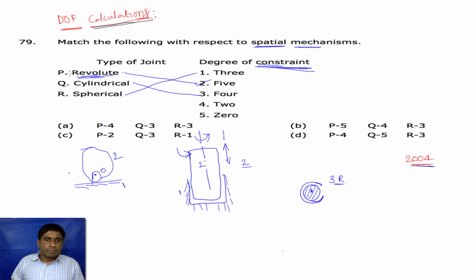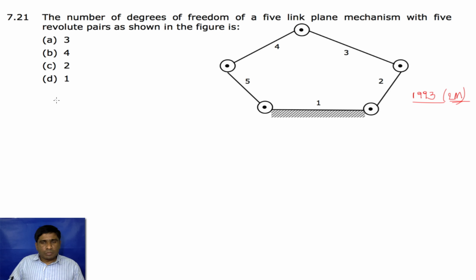So matching the following, P is 2, Q is 3, this is the one and R is the one. Answer is C. Our next problem is this one, asked in 1993 for 2 marks.